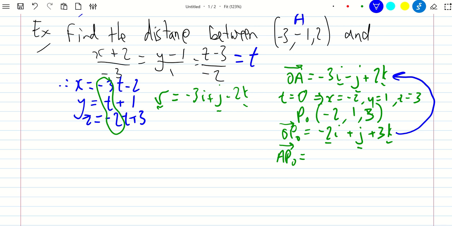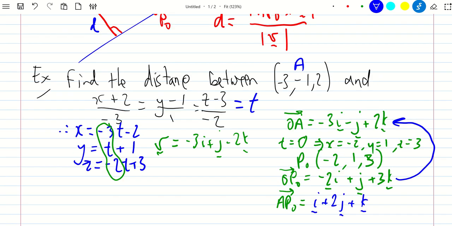AP naught is P naught take away A. So let's do that. It's equal to -2 take away -3, that's -2 plus 3, so that's just i. j take away -j is plus 2j. And 3k take away 2k is just k. And so AP naught is equal to that.